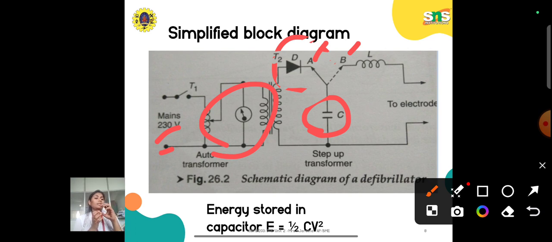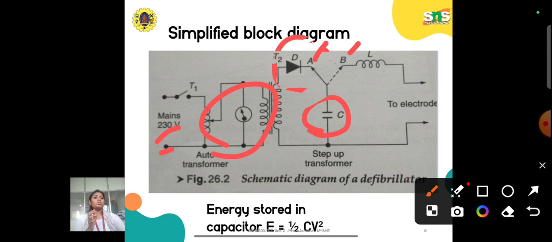At that time the capacitor will get charged up to its capacitance level, which means up to whatever input voltage we have fixed. Till then the capacitor will keep on charging. Once it reaches the threshold value, equal to the input voltage we have fixed, all the energy is stored inside the capacitor.